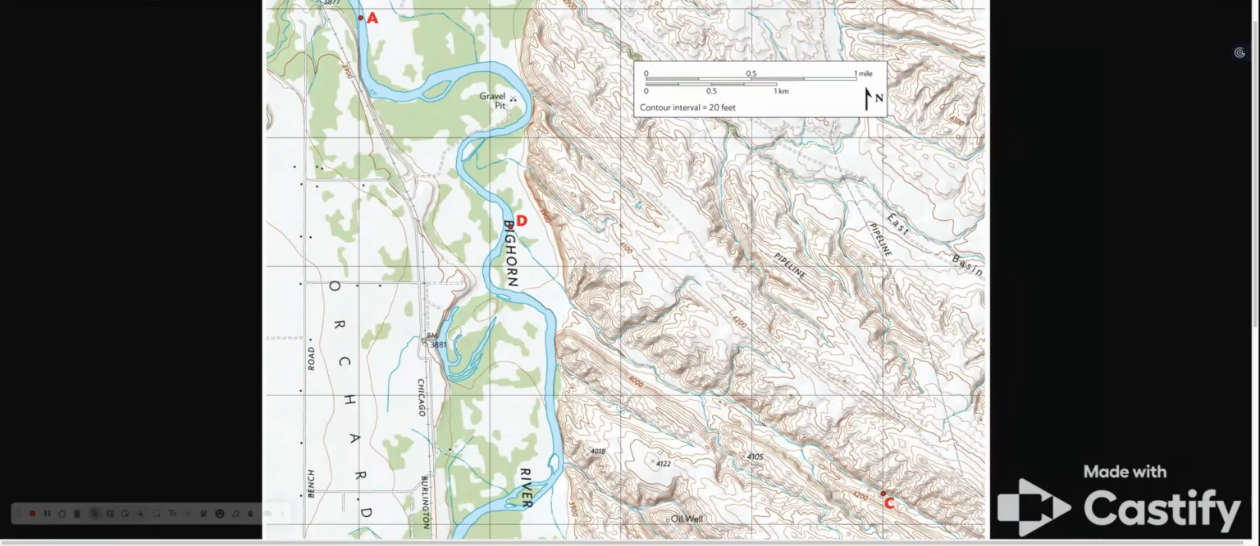This can be done by trial and error or by recognizing that there's always 5 contour lines going from one index contour to another. Here's 4100, 1, 2, 3, 4, 5 to get to 4200. A difference of 100 feet divided by 5 is 20 feet. Check that. 4120, 4140, 4160, 4180, 4200.